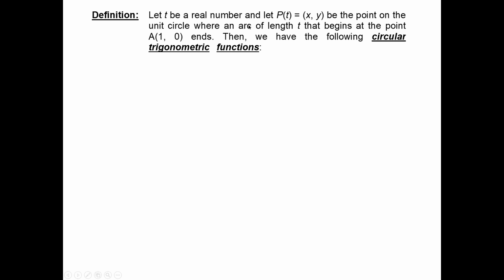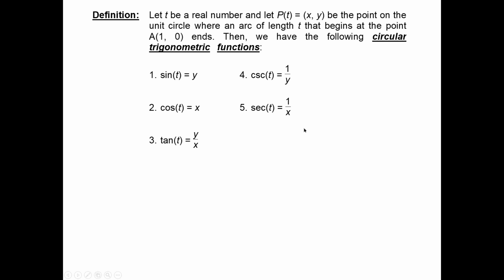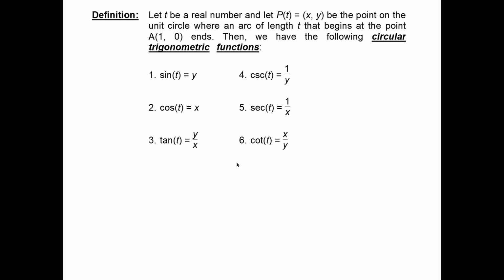Let t be a real number, and let P of t with coordinates (x, y) be the point on the unit circle where an arc of length t that begins at the point A with coordinates (1, 0) ends. Then we have the following circular trigonometric functions. Number 1, the sine of t is y. Number 2, the cosine of t is x. Number 3, the tangent of t is y over x. Number 4, the cosecant of t is 1 over y. Number 5, the secant of t is 1 over x. And then lastly, number 6, the cotangent of t is x over y.